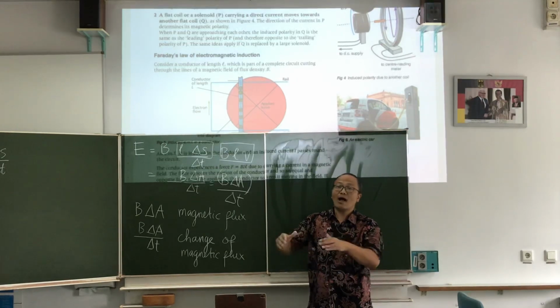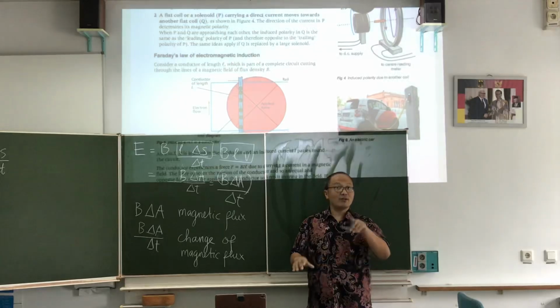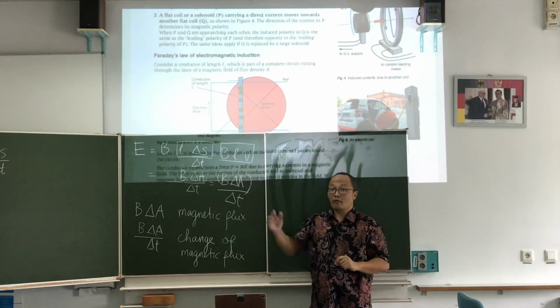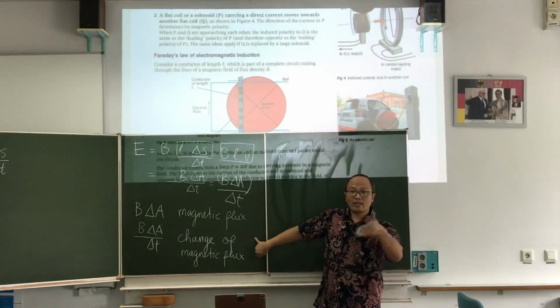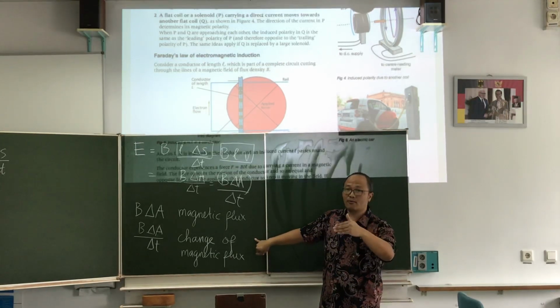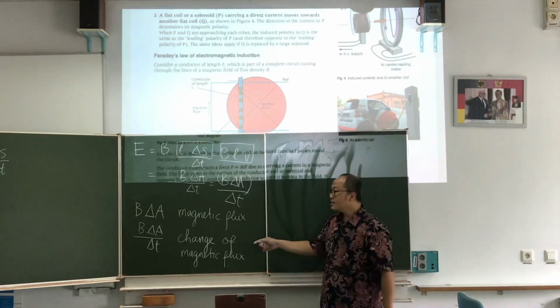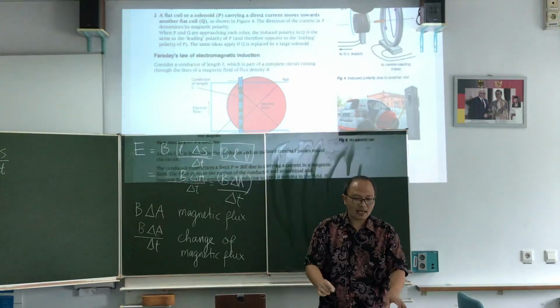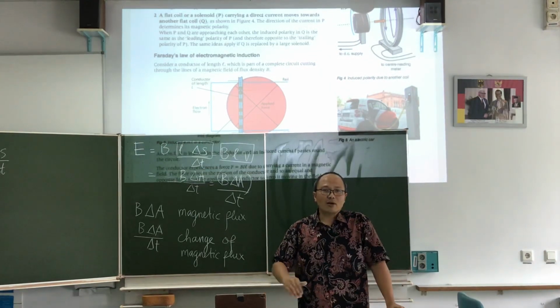There are several other ways to do that, but it's enough for us at this level to just explain that. For the higher level, this is the best explanation: change of magnetic flux creates electromagnetic induction, creates electricity, creates voltage or induced EMF. Are you with me? Those are exactly the keywords.